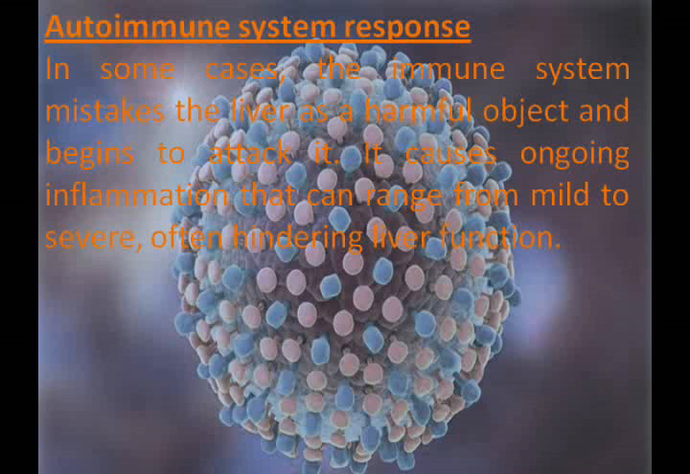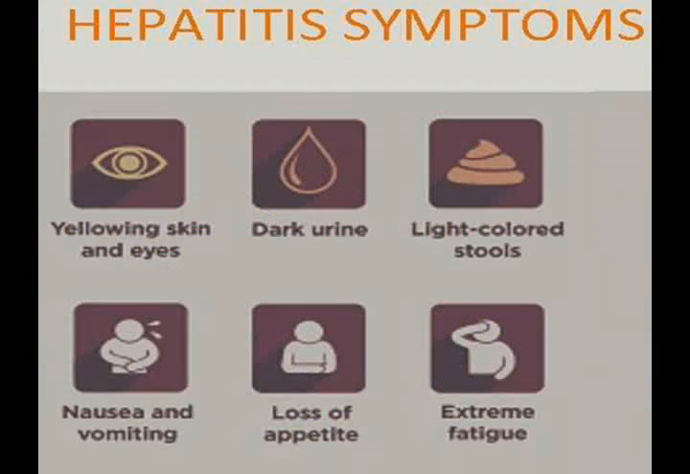Autoimmune system response. Hepatitis. In some cases, the immune system mistakes the liver as a harmful object and begins to attack it. It causes ongoing inflammation that can range from mild to severe, often hindering liver function.